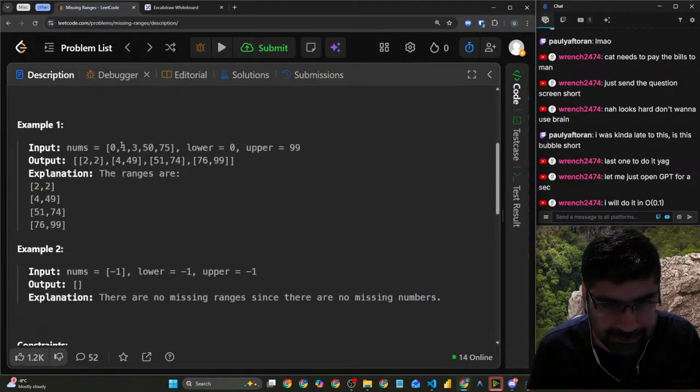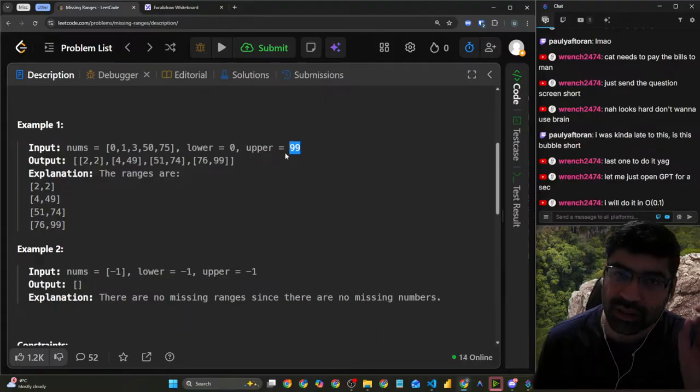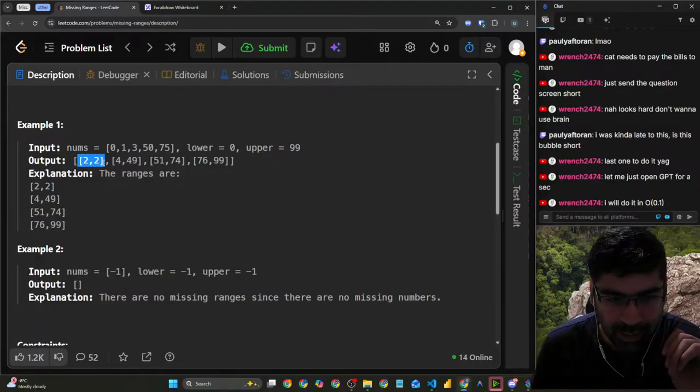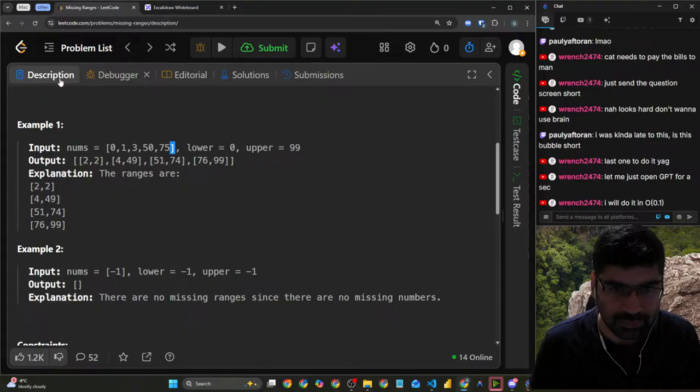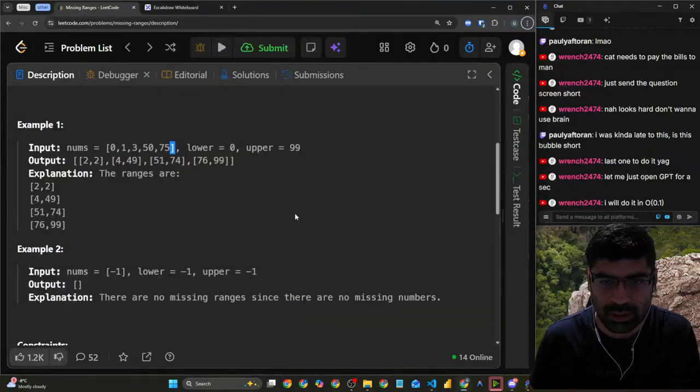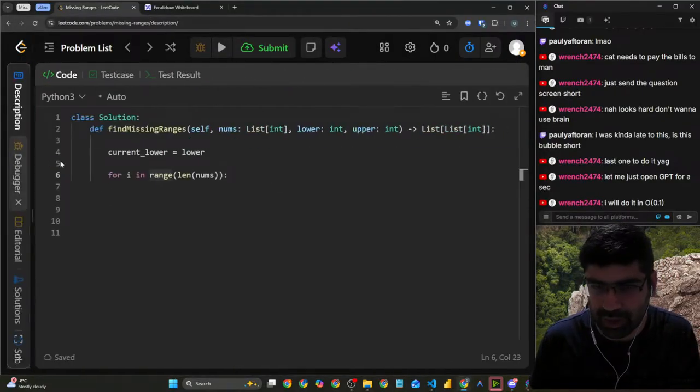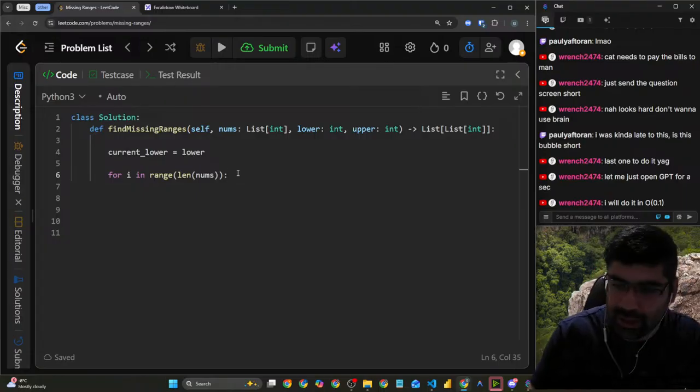So what it means is, let's say we are given 0, 1, 3, 50, 75, lower is 0, upper is 99. We have to give ranges in a sorted array: 2, because 2 is missing here; 4 to 49, because after 3, 4 is missing and all the way till 49; then 51 to 74, and then 76 to 99. That's basically the game. We have to get a list of all the sorted ranges.